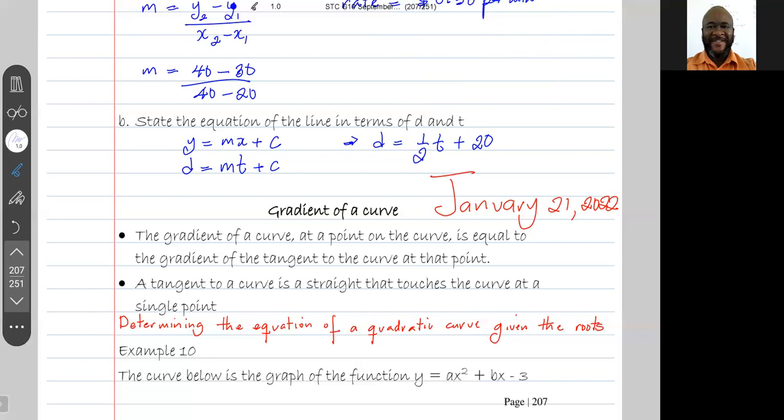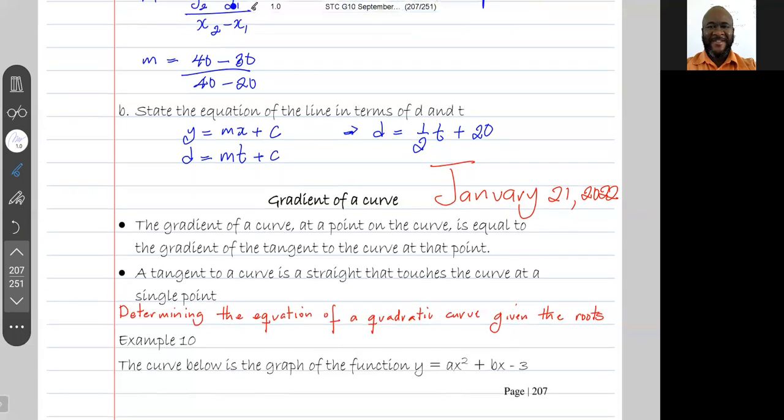Another thing we'll be looking at in this section is how to determine the equation of a quadratic curve when we're given the roots.